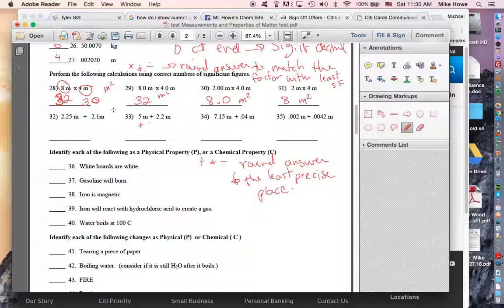All right, so you look at the two things you're adding together. This 5 is in the hundredths place. This 1 is in the tenths place.